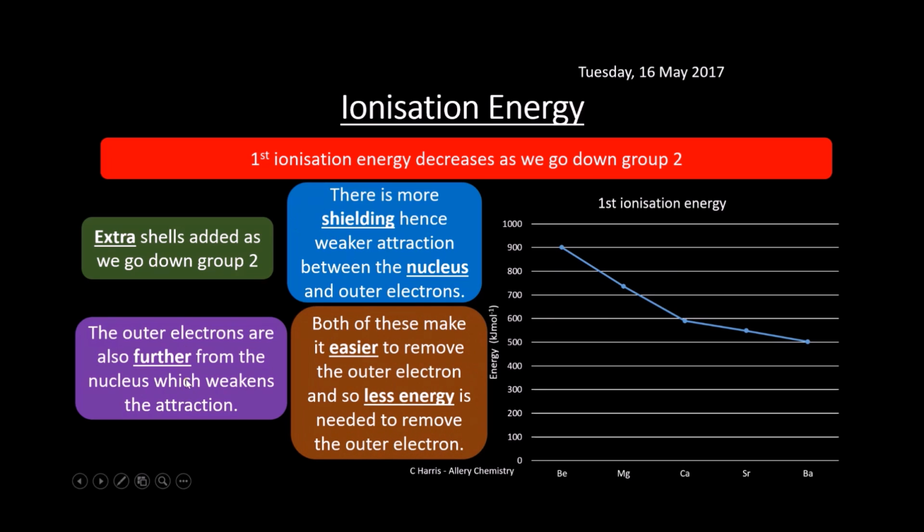Now you can see both of these effects here make it really easy to remove the outer electron. Less energy is needed, so therefore the first ionization energy drops. And you can see here from beryllium, which is top of the group, down to barium, which is down at the bottom, the first ionization energy decreases. So it's becoming easier to remove that electron.